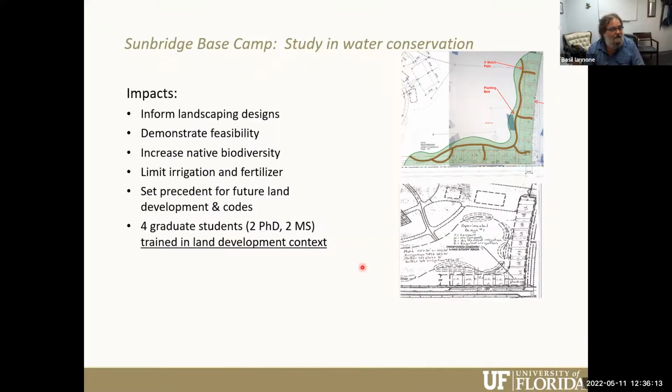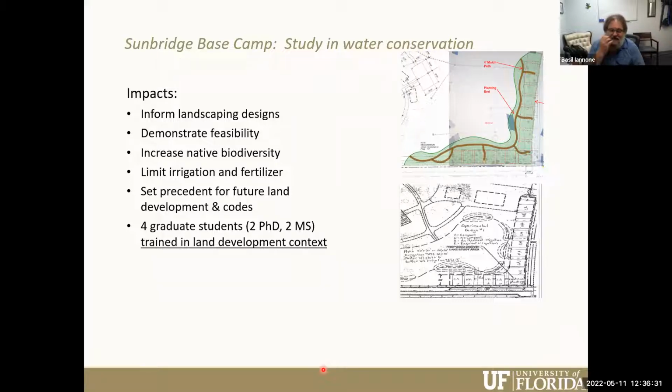Oh, sorry, my slides aren't advancing. Okay, so it's going to inform landscaping designs. We're going to hopefully help demonstrate feasibility of installing native irrigation-free landscaping, mitigate the need for irrigation and fertilizer, and hopefully set a precedent for future land development and codes.